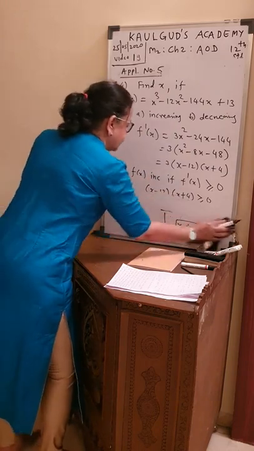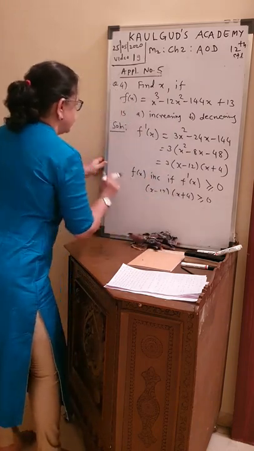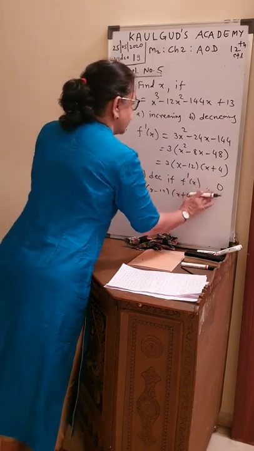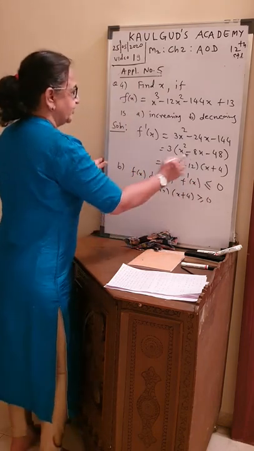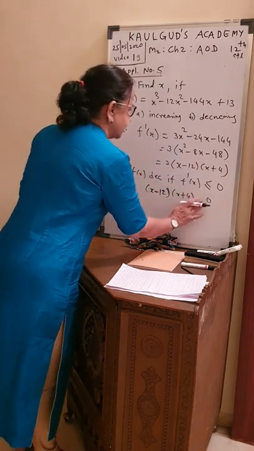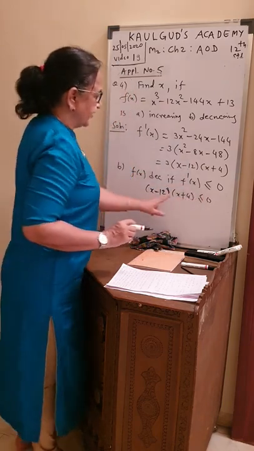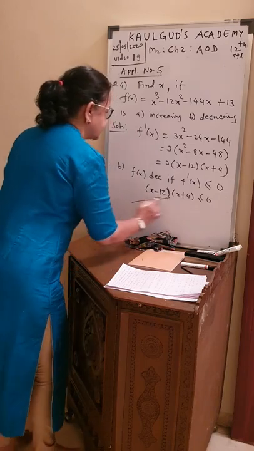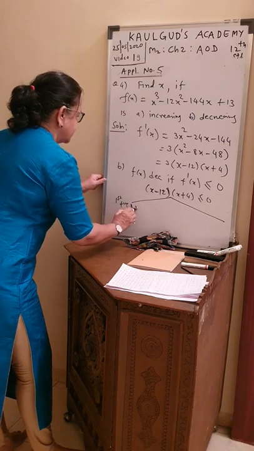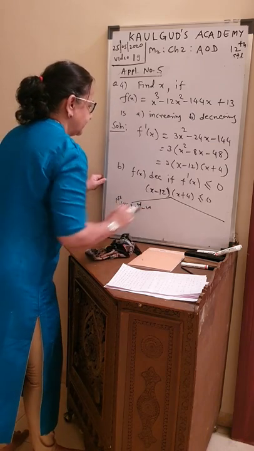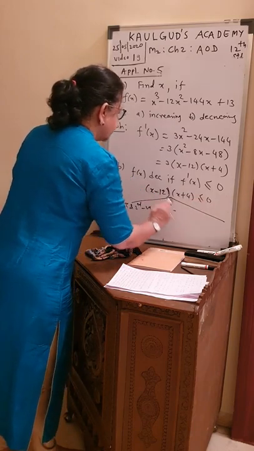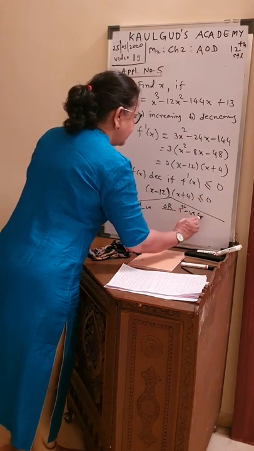Next, what is the second part? In the second part, B part, f of x will be decreasing if f dash of x less than or equal to 0. Meaning what? This product, x minus 12 into x plus 4, should be less than or equal to 0. So product should be negative. Again two cases. What? First number positive and second number negative. One positive, one negative. Product negative. Or first number negative and second number positive.